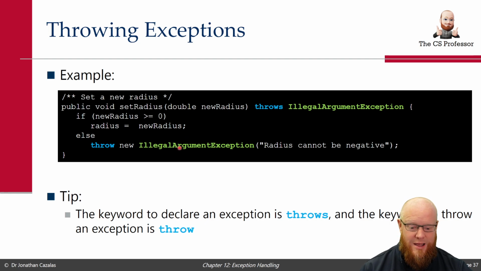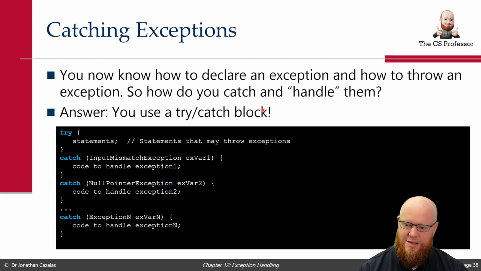So the keyword to throw an exception here is throw. This is where we're creating the new exception object and throwing it, but the keyword in the header to declare that, hey, this method might end up throwing an exception is throws. Make sure we understand and we see that distinction here. Throw is when we're actually creating the new exception object and we're throwing it, and then throws is what goes inside the actual header itself. So we know how to declare the exception. We know how to throw the exception.